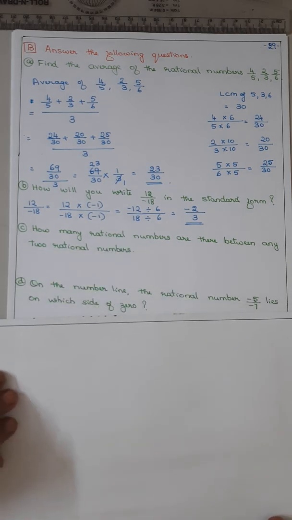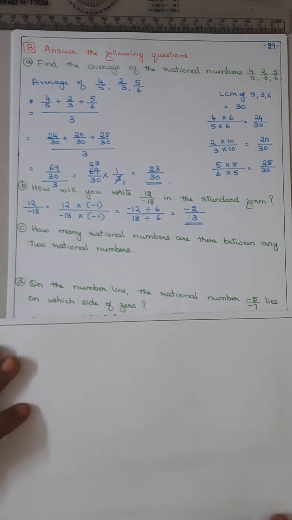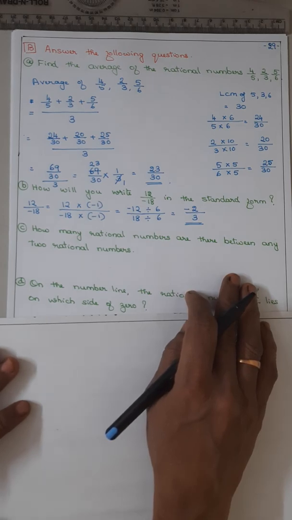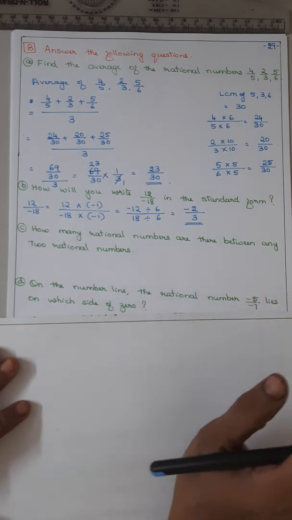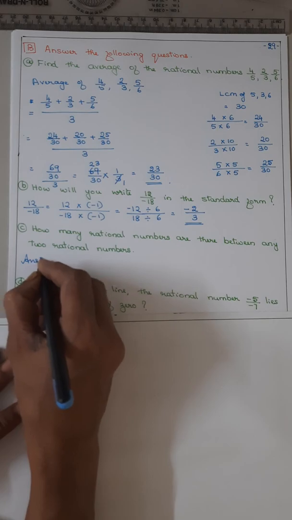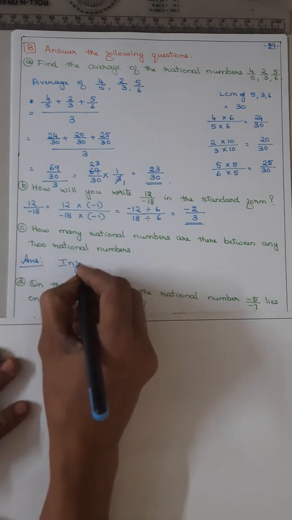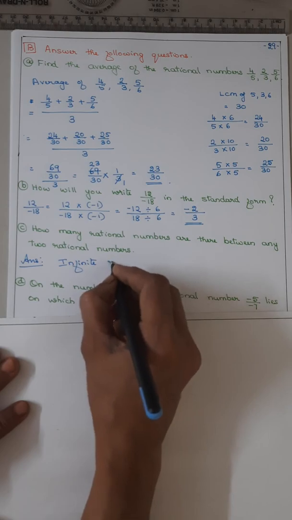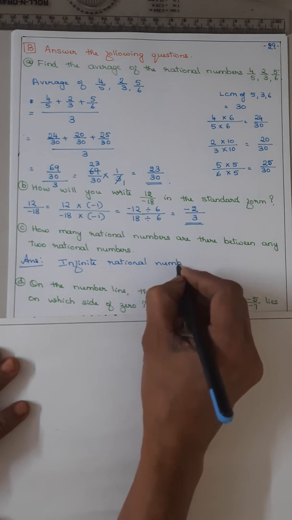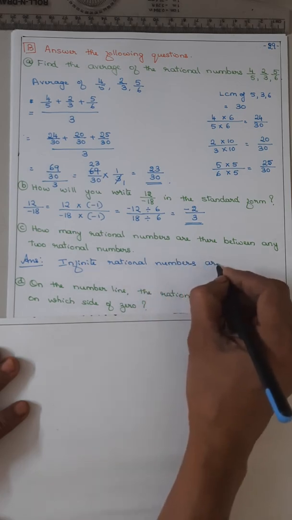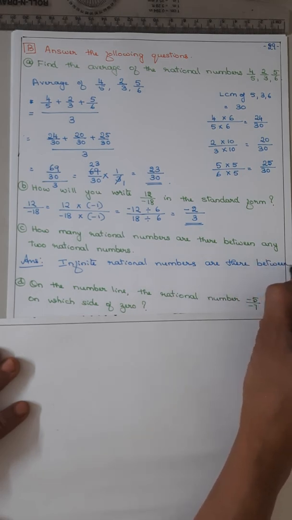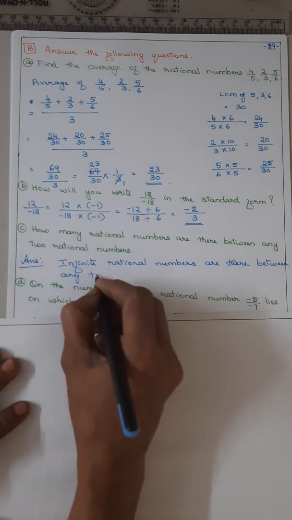Okay. Now coming to question number C. How many rational numbers are there between any two rational numbers? You can write as many as possible. So that is why the answer is infinite. Infinite rational numbers are there between any two rational numbers.